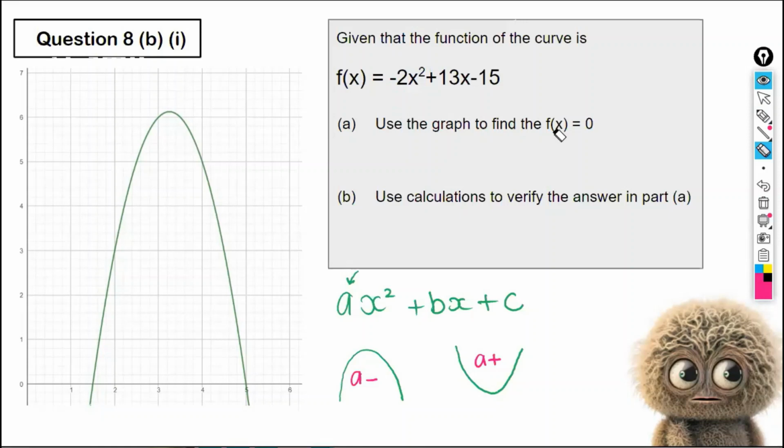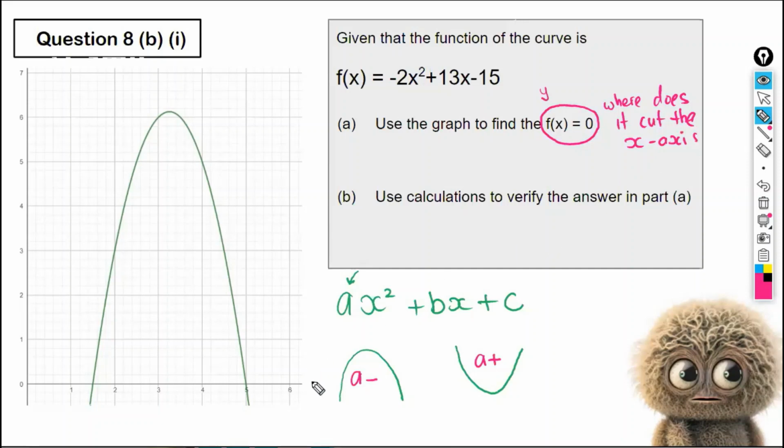Right. Use the graph to figure out when f(x) is 0. Now you can think of f(x) and y as the same exact thing in maths, right? But at least for CXC purposes, okay? Whenever they ask you when f(x) is equal to 0, that's a real technical way of asking you, where does it cut the x-axis? Okay, so that is what they want to know.